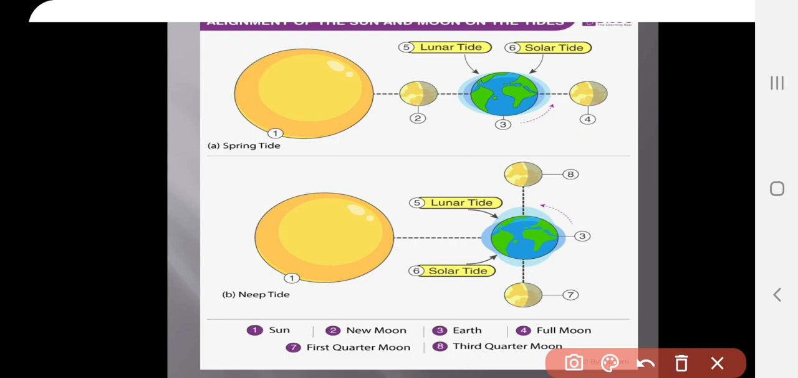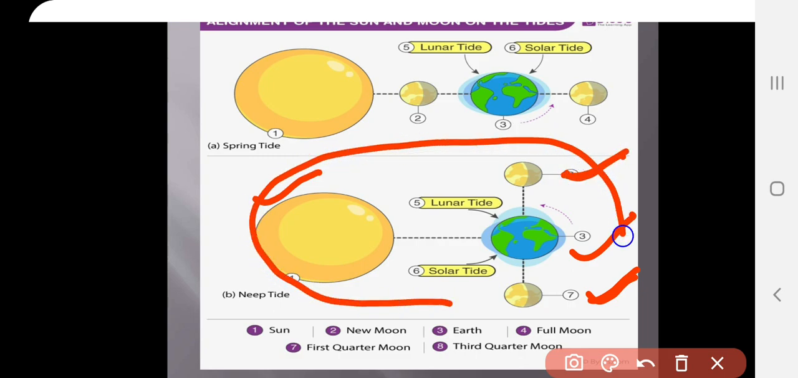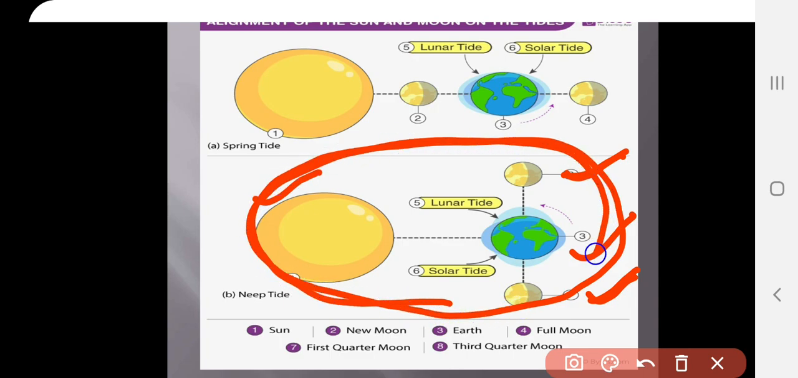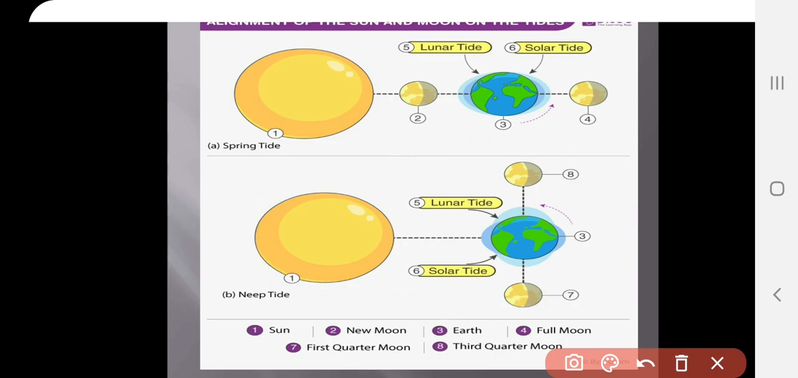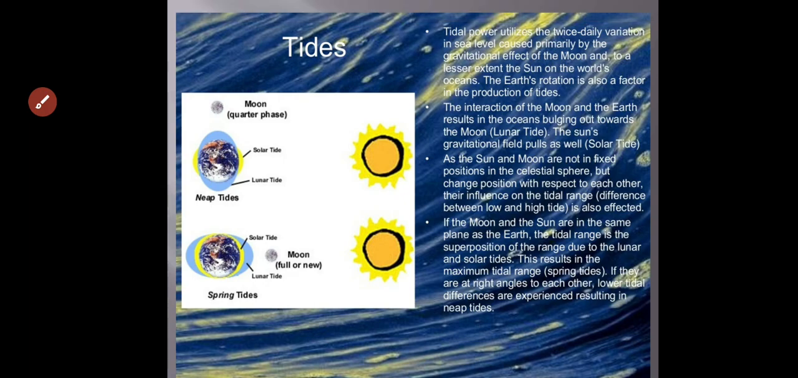In case of neap tide, this is the Sun, Earth, and this is the position of the Moon. This is the first quarter Moon, and this is the third quarter Moon. When the Earth, Sun, and Moon lie in this type of position, then the condition of neap tide occurs. Then we'll go for the next part.